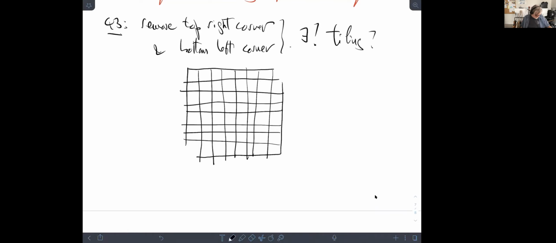Okay, so this is what this thing looks like. So the question is, is there a tiling of this board? Now, the argument of the parity doesn't work anymore, right? So we do have an even number of squares.